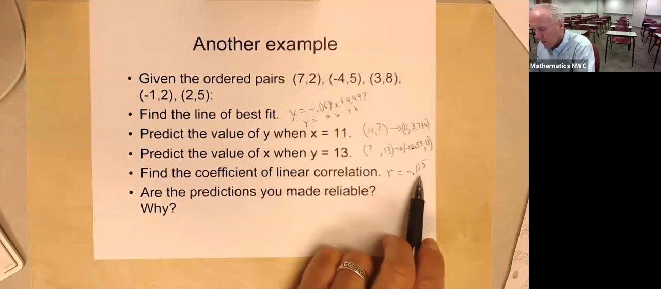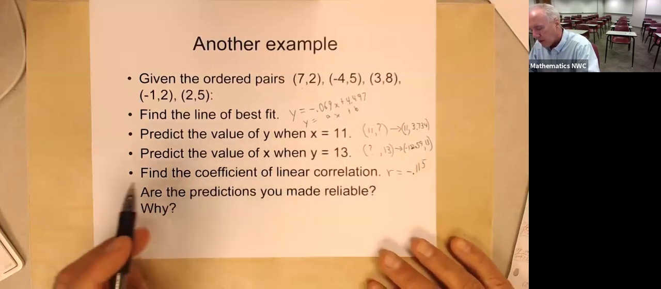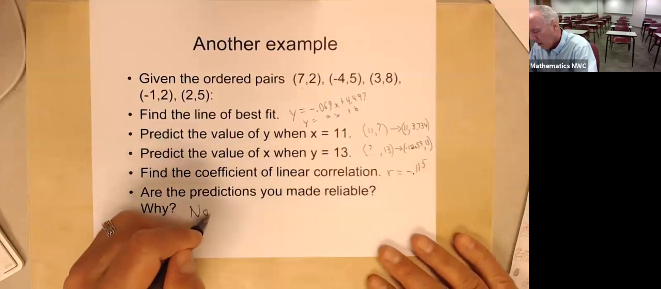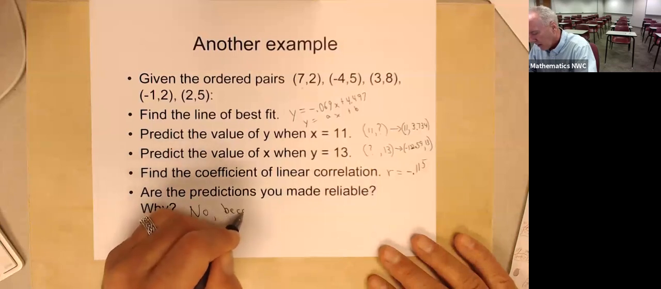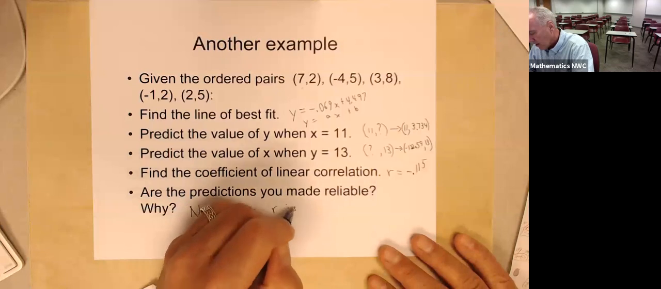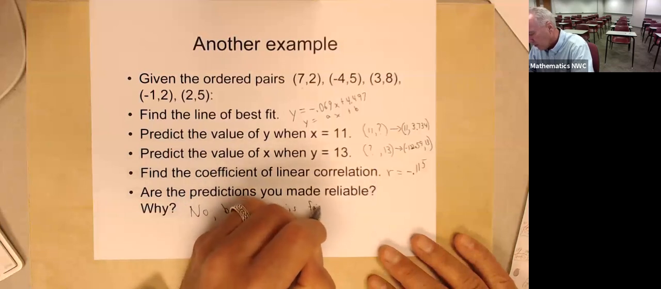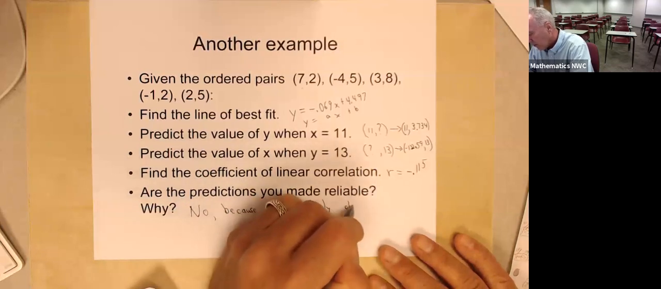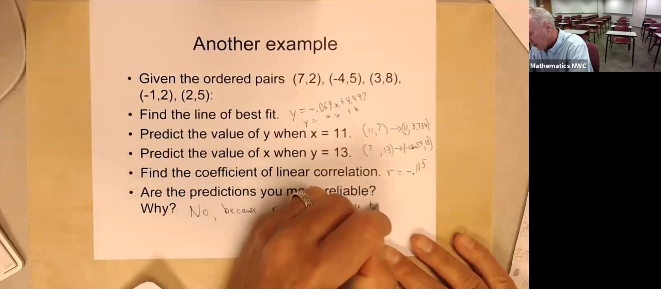This R value, would everybody agree it's not very close to a +1, it's not very close to a -1, it's actually closer to 0. So are my predictions reliable? No, because R is fairly close to 0.